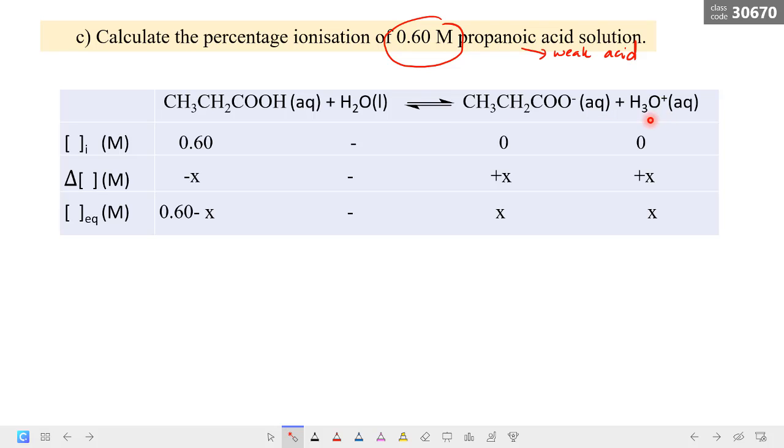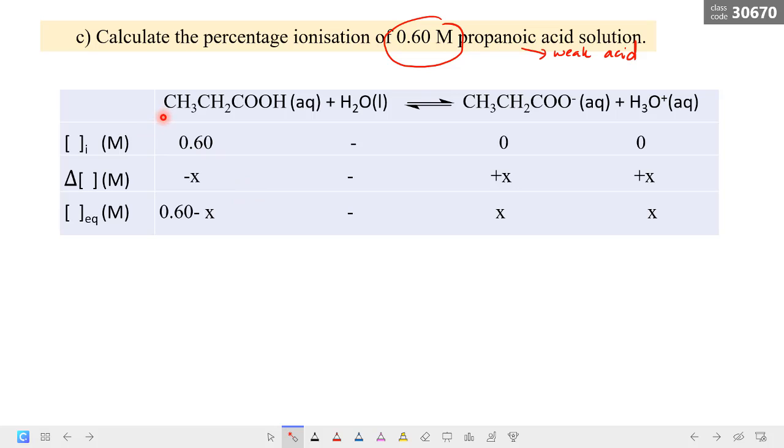Okay, jadi buat table initial concentration, change in concentration and concentration at equilibrium. So initial concentration of the propanoic acid given is 0.60. So we ignore the concentration of water and initially the ion still not formed. So it is 0 molar. And the change in concentration yang dissociate, propanoic acid yang dissociate itu kita wakilkan dengan X.